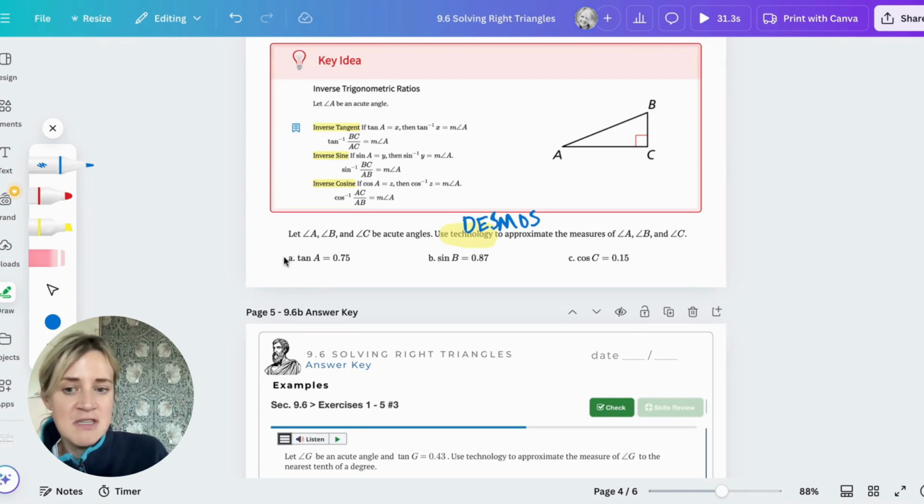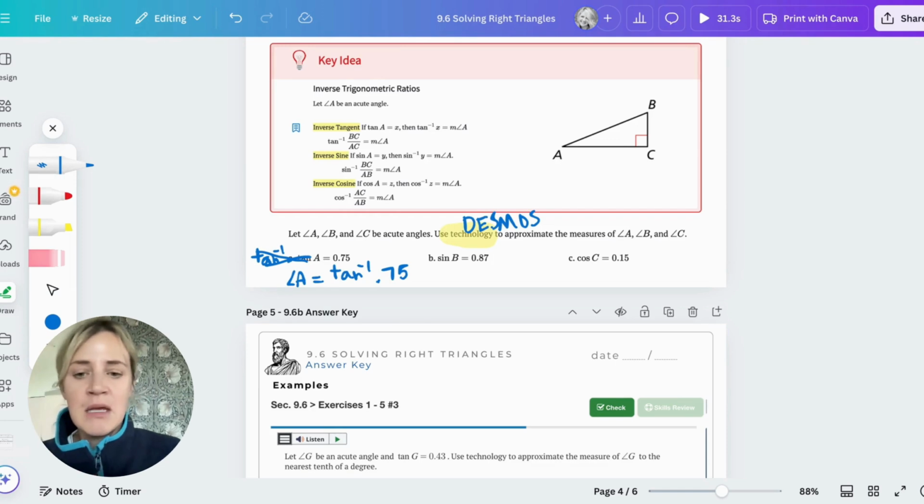To take the inverse of tangent, we take tan inverse. Tan inverse cancels it out, okay? Tan inverse times tan cancels the word out. What you do to one side, you must do to the other. So we're going to take the tan inverse of that 0.75, and that's going to give us angle A. To get rid of it, take the inverse. It undoes it. So in our calculator, we're going to do tan inverse of 0.75.